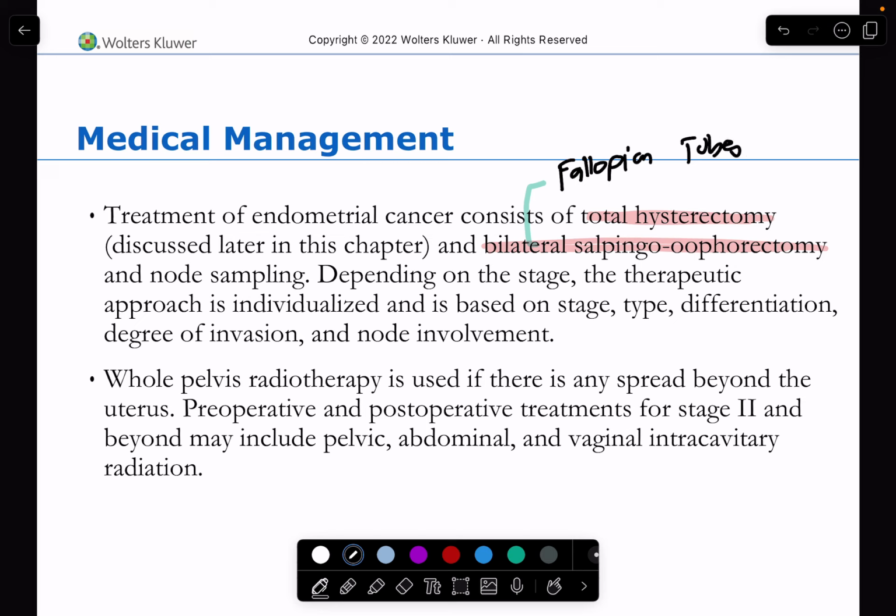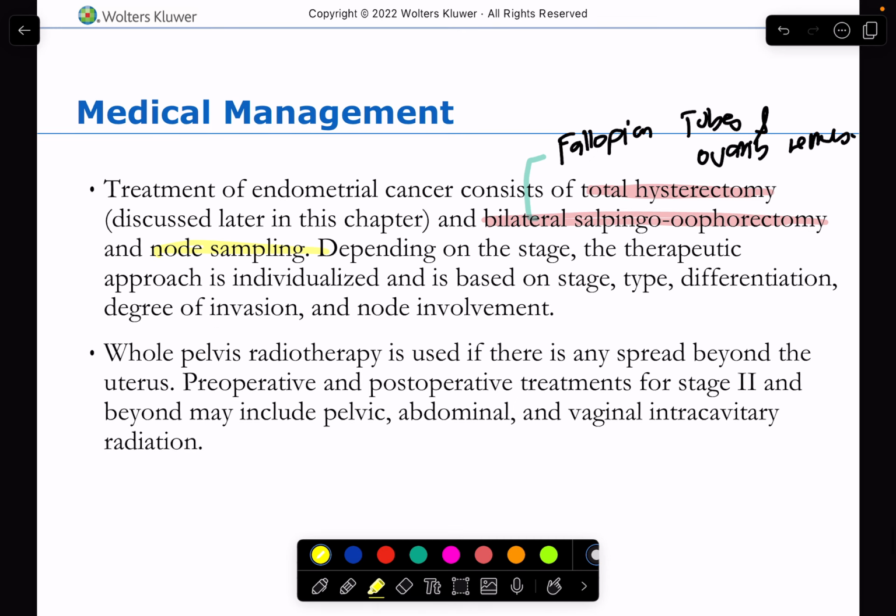Fallopian tubes. Salpingo is fallopian tubes. Ovaries is oophorectomy. So, salpingo-oophorectomy, fallopian tubes plus ovaries are removed. Okay? And of course, node sampling in order to assess the presence of malignancies or metastasis. Depending on the stage, the therapeutic approach is individualized and of course based on the staging. No? Type and differentiation, degree of invasion, and node involvement. So it always depends on what stage the cancer is or what stage the patient has.